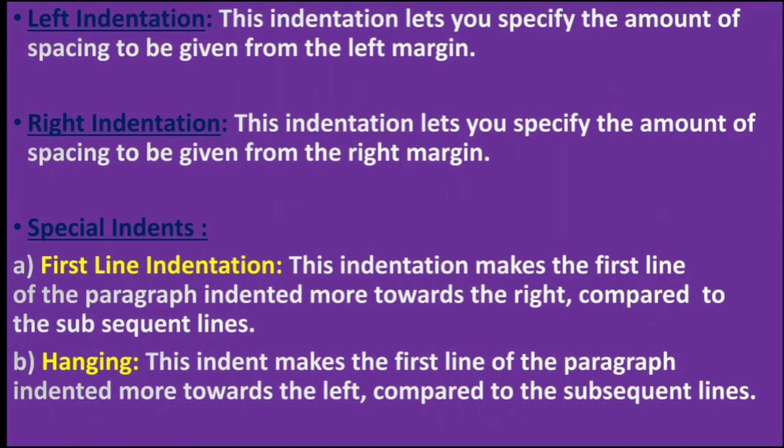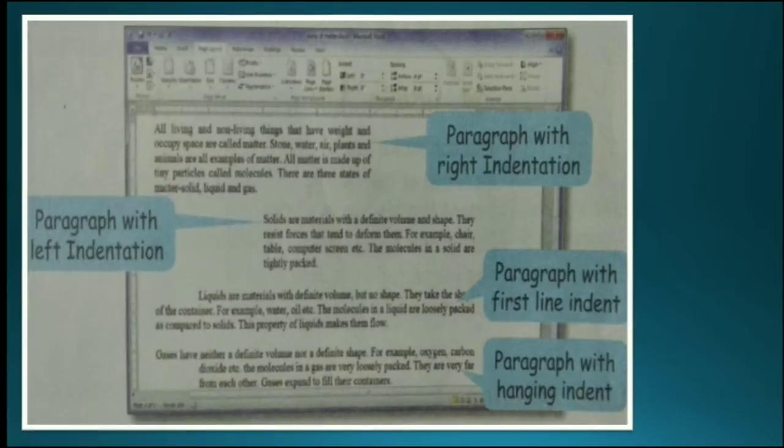Left indentation lets you specify the amount of spacing to be given from the left margin. Right indentation lets you specify the amount of spacing to be given from the right margin. First line indentation makes the first line of the paragraph indented more toward the right compared to the subsequent lines, and hanging indentation makes the first line of the paragraph indent more toward the left compared to the subsequent lines. You can see that in this diagram.